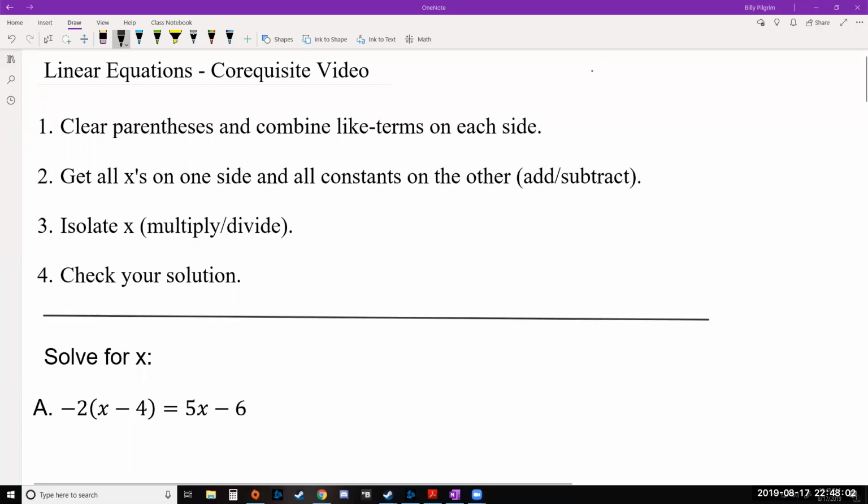This video is an overview of solving linear equations. I usually teach solving linear equations using these 4 steps. Step 1 is clear parentheses and combine like terms on each side.